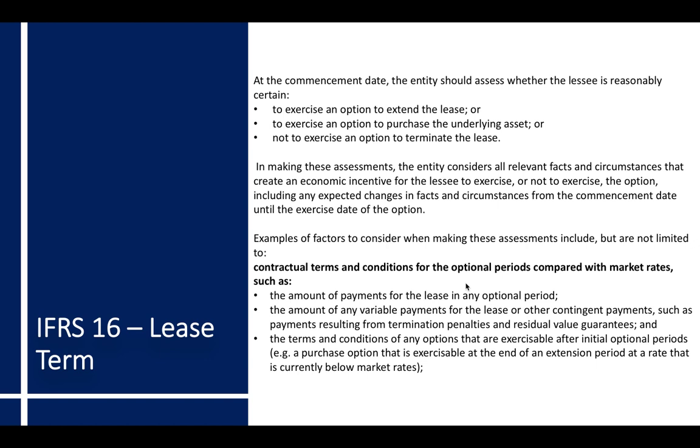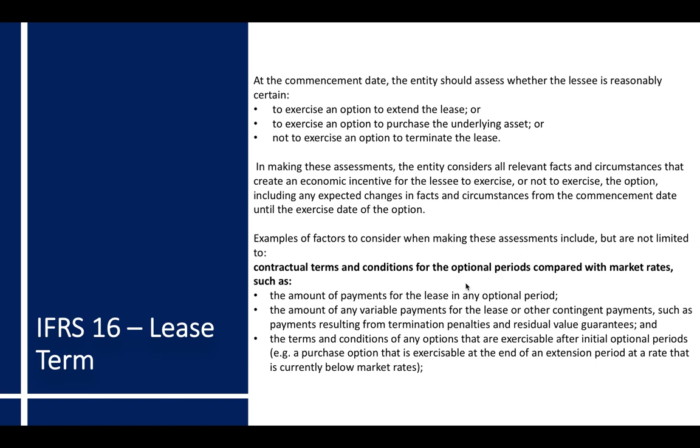In making these assessments, the entity considers all the relevant facts and circumstances that create an economic incentive for the lessee to exercise or not to exercise the option, including any expected changes in the facts and circumstances from the commencement date until the exercise date of the option. So, in short, we have to check whether the lessee, by either exercising the option or not exercising the option, would receive any economic incentive. So that's the trigger point to determine the lease term.